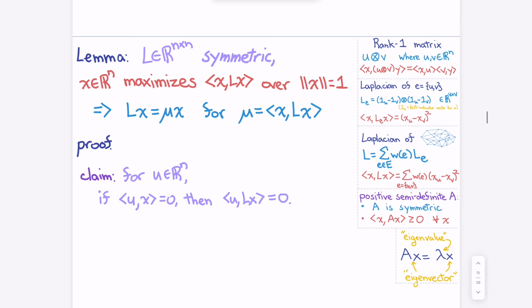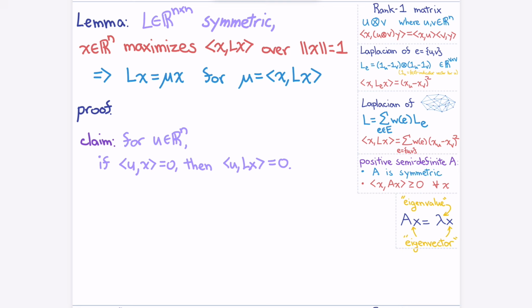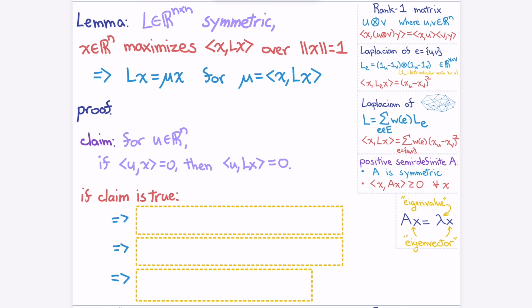So let's try to prove this. We're going to spend most of our time on this claim, but we'll go through why it's useful first. The first claim is: take any direction u that's orthogonal to x, so the inner product with x is 0. The claim is that u is also going to be orthogonal to Lx. That's the key technical claim of our proof. But let me first go through why that might be helpful. So suppose this claim is true.